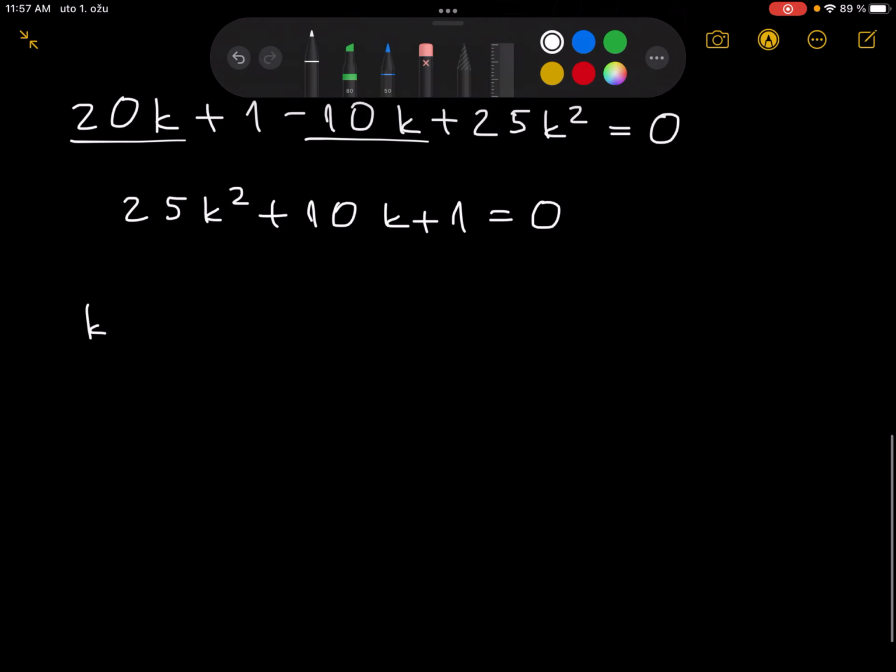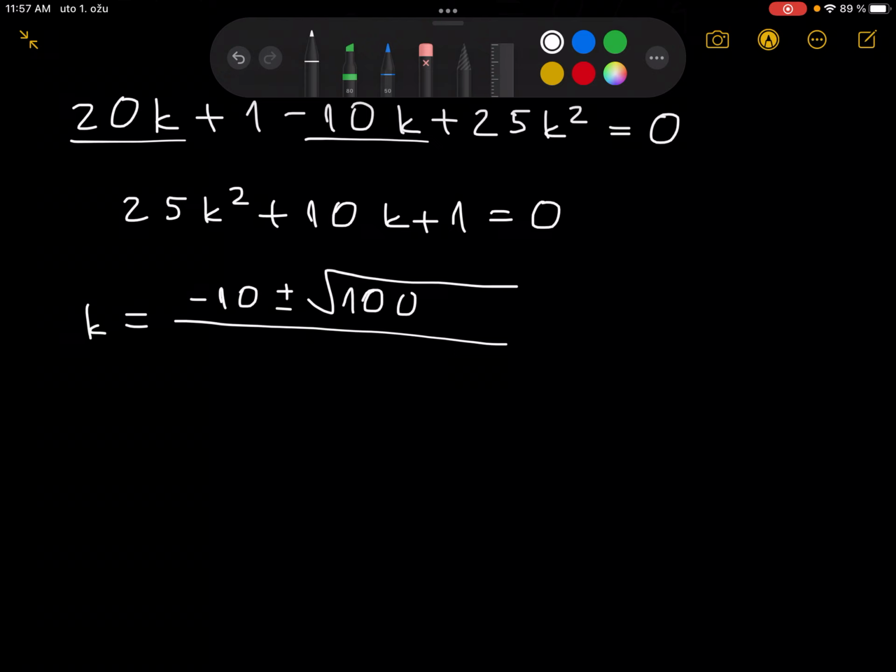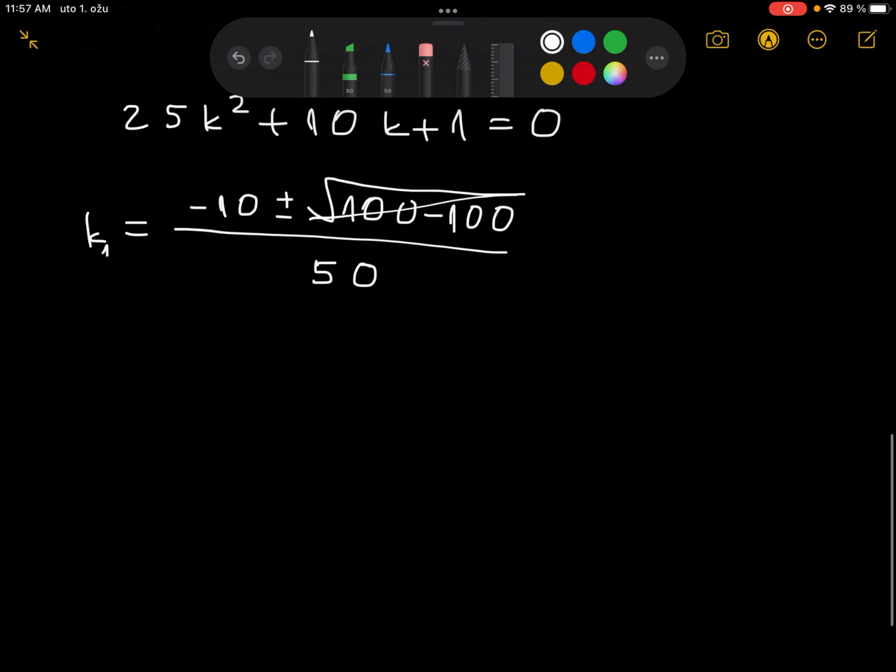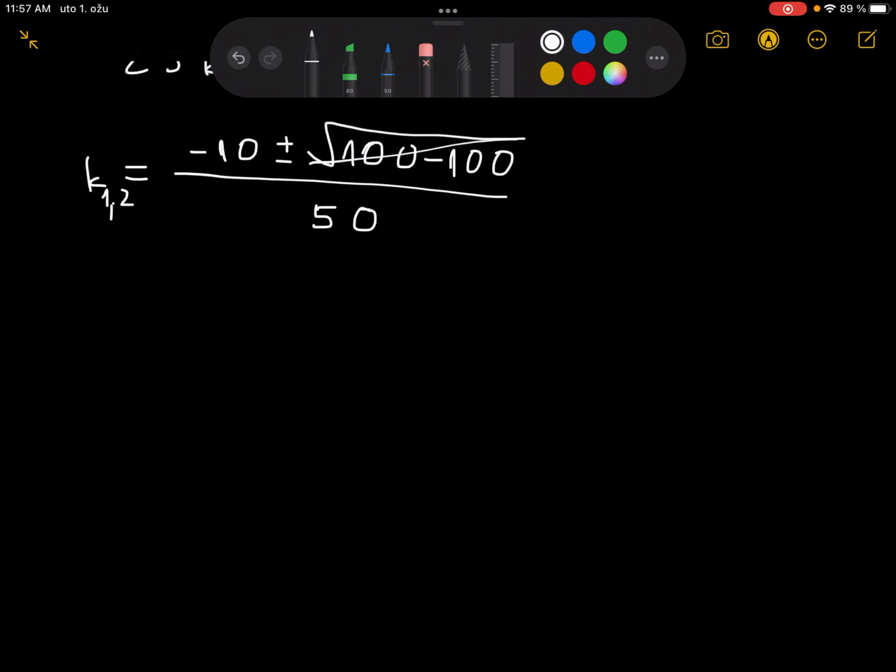And now k is going to be equal to minus 10 plus or minus the square root of b squared minus 4ac, which is 100 minus 4 times 25, which is the same as 100, and everything over 2a, which is 50. This, of course, cancels out, so that means that we have a single value of k, and that value is equal to negative 1 over 5. So that is our final answer to this problem.